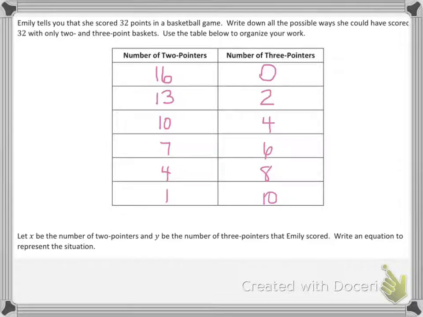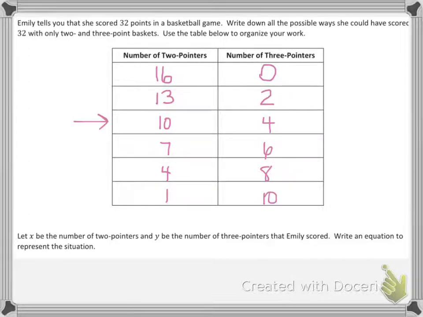So let's just check one of these and see. 10 2-pointers, that's 20, and 4 3-pointers, that's another 12. So 20 and 12 is 32. So there they are. Those are all the possible ways that she could have scored 32 with only 2 and 3-point baskets.